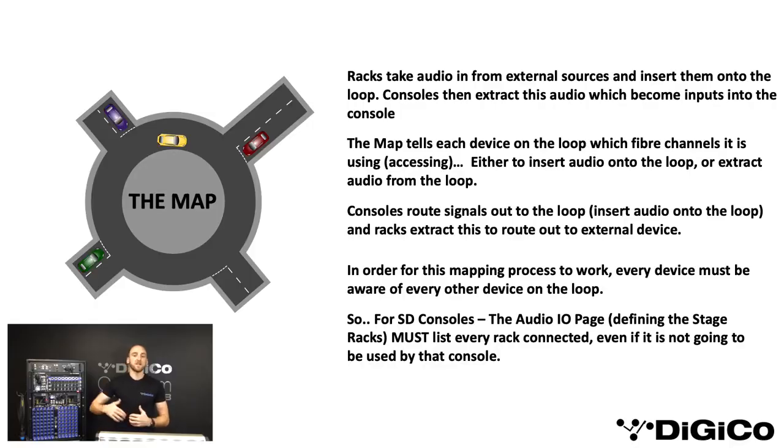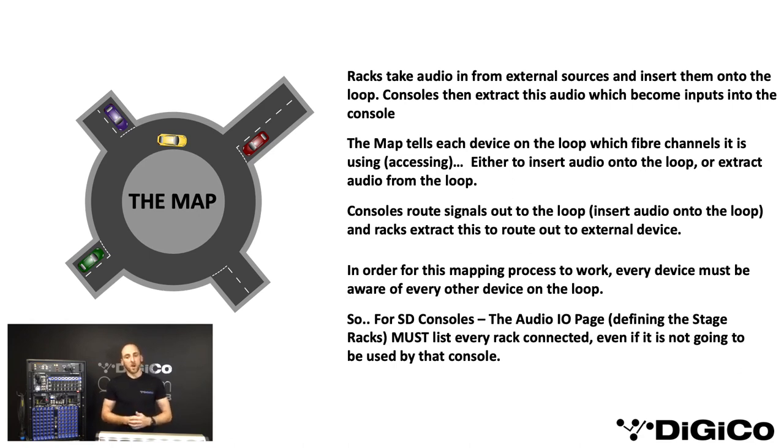So the racks take audio in from external sources and then insert them onto the loop. The consoles then extract this audio, which becomes inputs into the console. So the map tells each device on the loop which fiber channels it is using or accessing, either to insert audio onto the loop or extract audio from this loop. So consoles will route the signals out to the loop, so you're sending out onto the loop, and racks extract this to route out to the external devices. Okay, so this is kind of how the communication works between the devices.